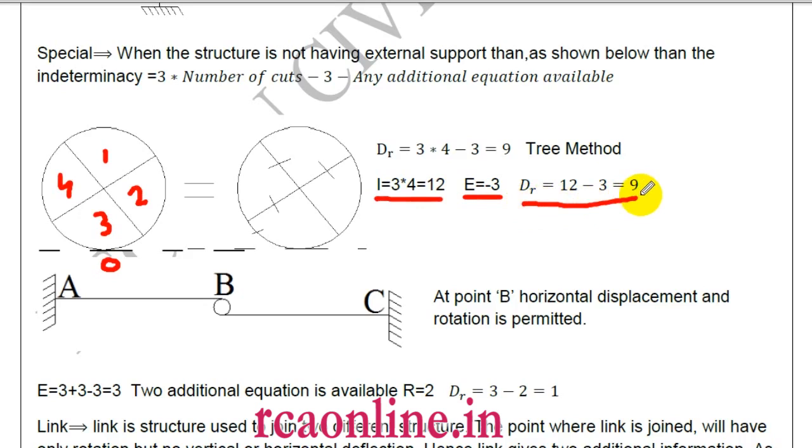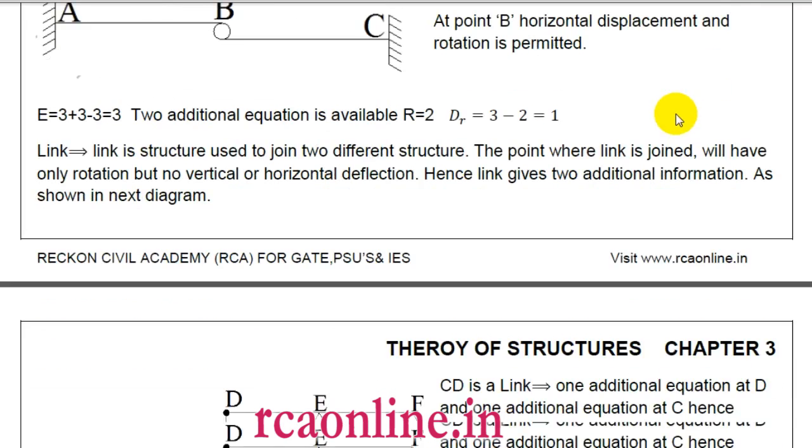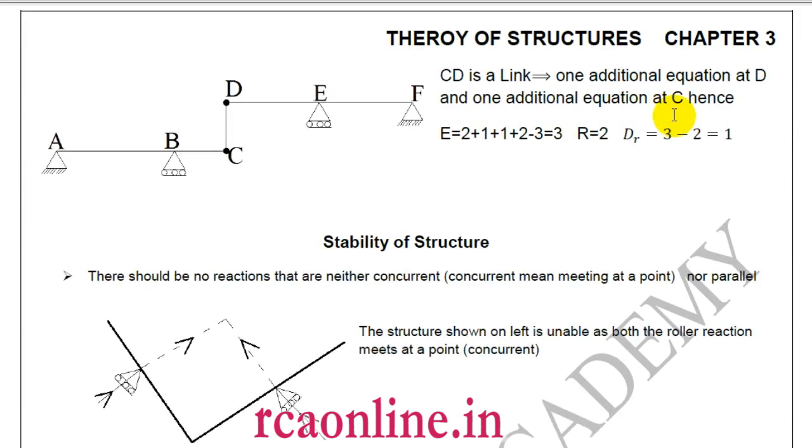But if I solve with the tree method, then there will be only one tree, which I will get by 4 cuts. One cut here, one here, one here, and one here. So 4 cuts, so it becomes 12. No fixity at the bottom, so minus 3. So how much do I get? I get 9.